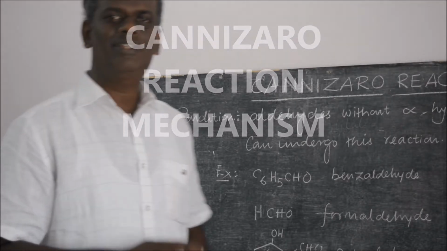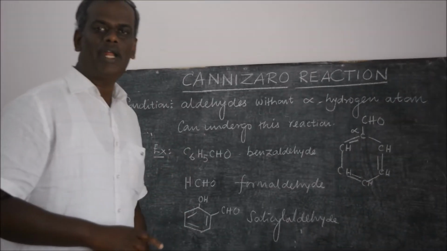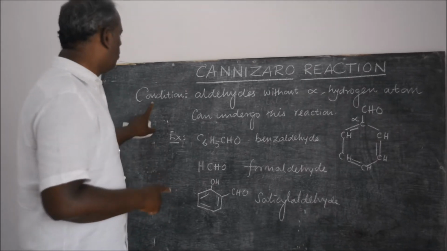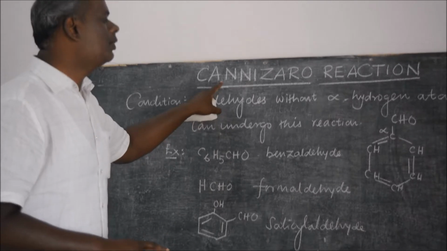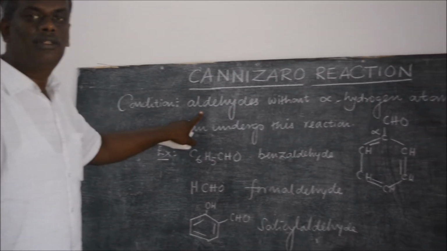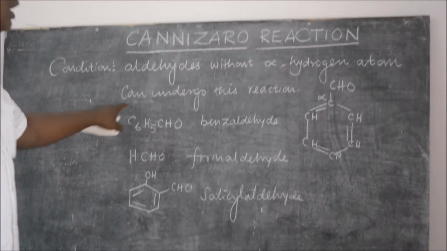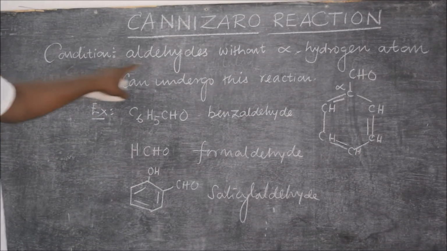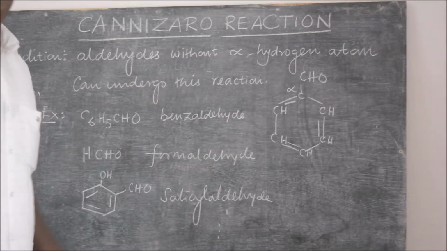In today's class, we are going to see the Cannizzaro reaction and its mechanism. Actually, what's the condition for a compound to undergo this Cannizzaro reaction? This is the condition: aldehydes without alpha hydrogen atom can undergo this reaction. All the aldehydes without alpha hydrogen can undergo this reaction.